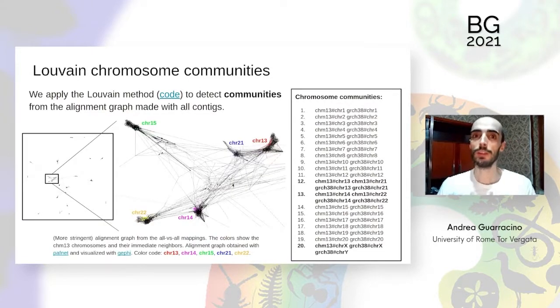On the left, there is a visualization of the alignment graph made with more stringent mappings to obtain a graph that is possible to visualize. Chromosomes are relatively isolated with a handful of connections to others, except for the acrocentric communities, where chromosomes 13 and 21 get closer to each other, as do chromosomes 14 and 22.